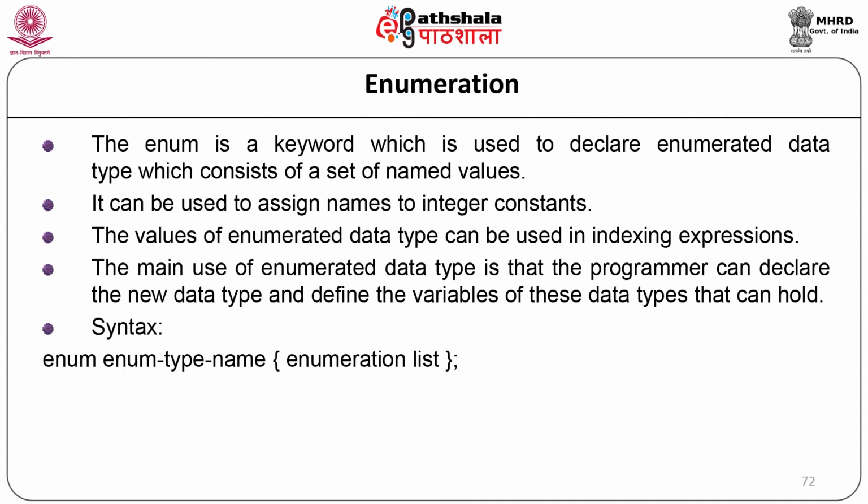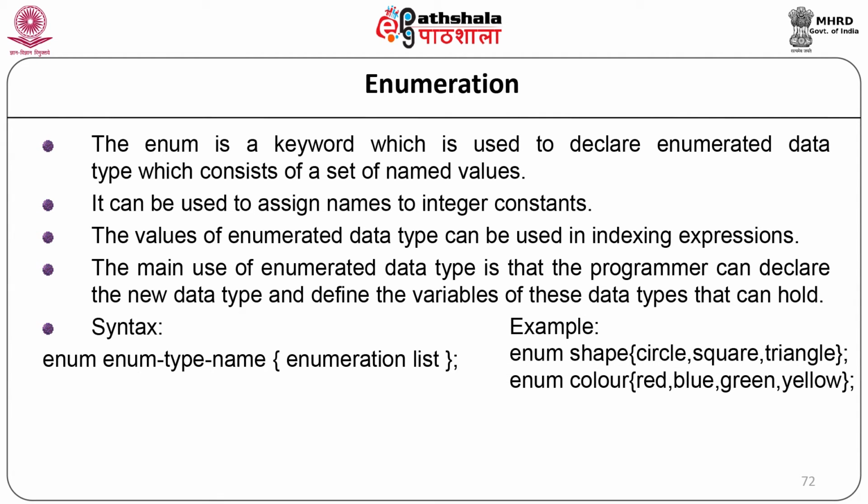Syntax: enum type name, in curly brackets the enumeration list. Example: enum shape { circle, square, triangle }. Now here shape is an enumerated variable which can take only these three values: circle, square and triangle. Enum color { red, blue, green, yellow }. Here the values which are allowed for the color variable are red, blue, green and yellow.